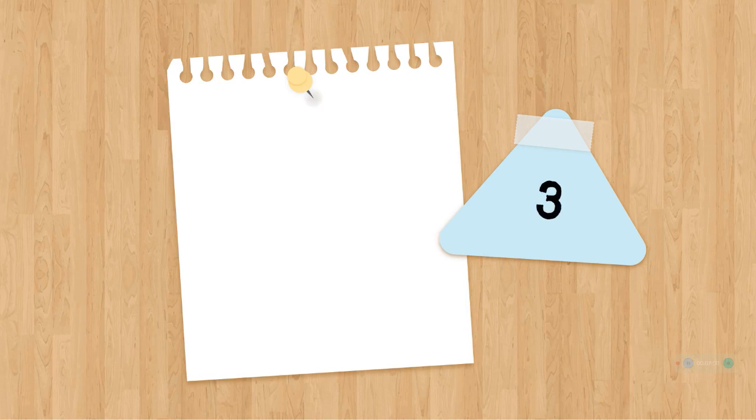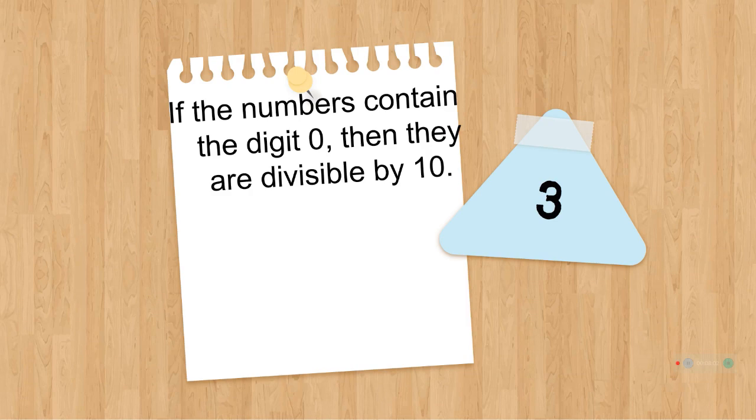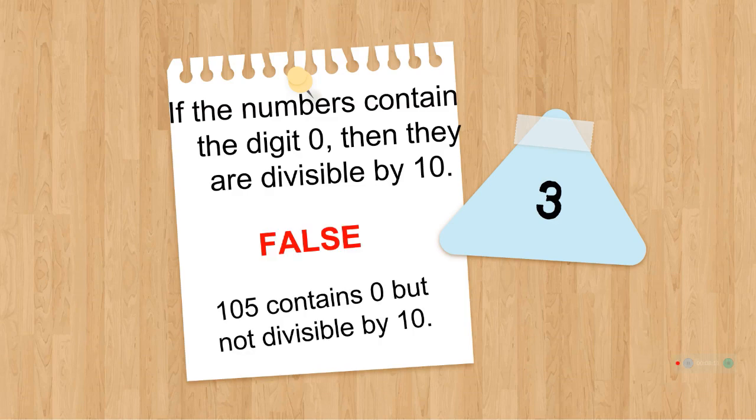Okay, next, number 3. If the numbers contain the digit 0, then they are divisible by 10. Is it true or false? Correct, it is false. Why? Because 105 contains 0, but it's not divisible by 10. Okay, so is there any question about the truth values?